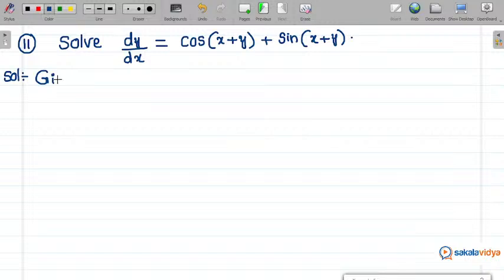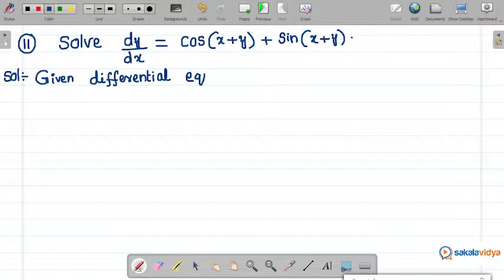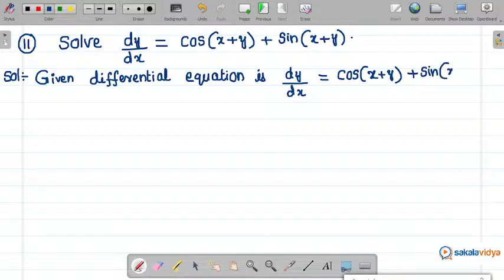Given differential equation is dy by dx is equal to cos of x plus y plus sin of x plus y. Say equation 1 this is.